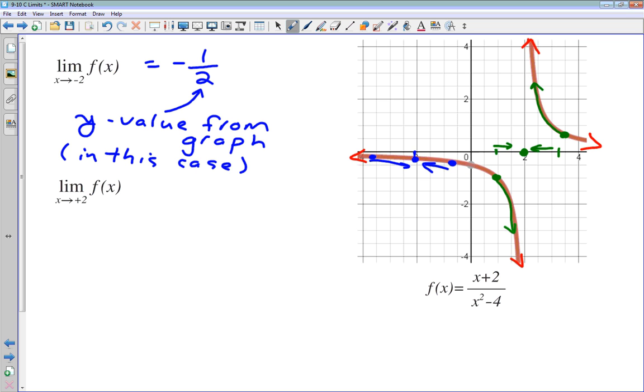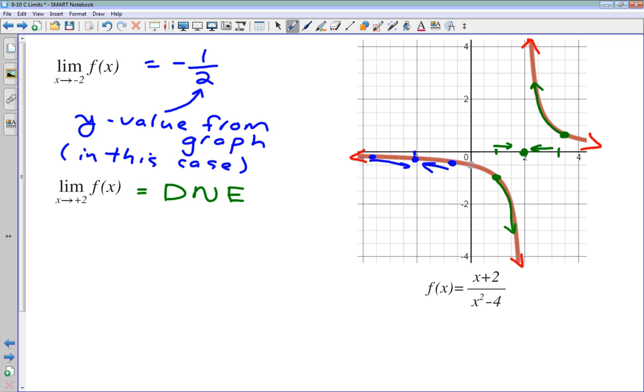Riley shook his head no. Is that right, Riley? They are heading way off in different directions. So there isn't a consistent value that this function is heading towards as we get closer and closer to x equals 2. Okay? So in this case, the limit does not exist.